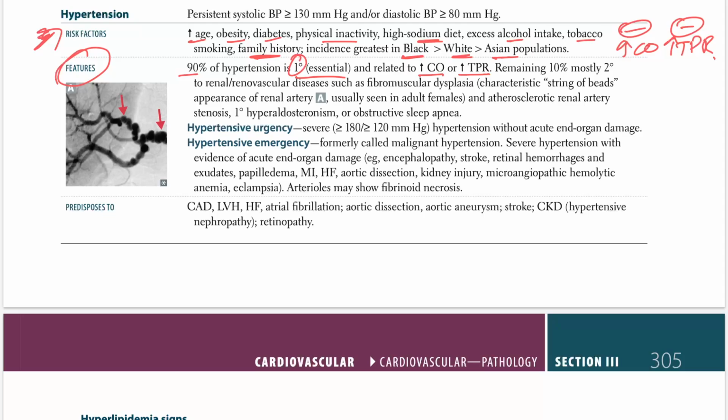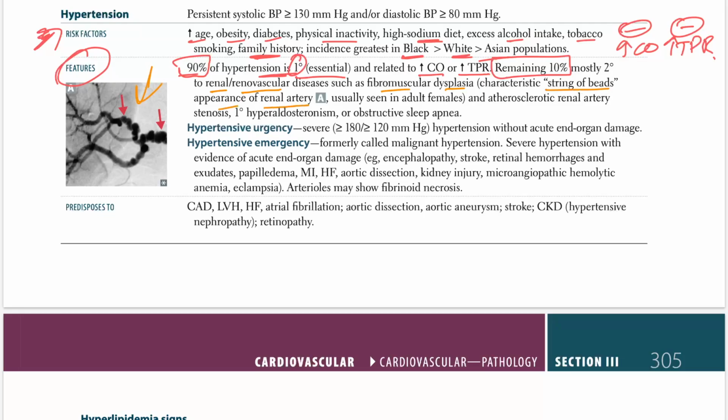The remaining 10%, so 90% is the major amount, right? Which is essential, like idiopathic. You don't know the cause. Primary essential. And the remaining 10% is secondary to renal or renovascular diseases, such as fibromuscular dysplasia, high yield, which would give you a characteristic string of beads appearance on renal artery.